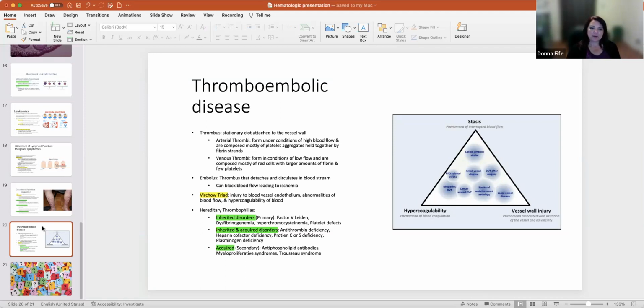There are hereditary thrombophilias, inherited disorders: primary factor V Leiden, dysfibrinogenemia, hyperhomocysteinemia, and platelet defects. Inherited and acquired disorders include antithrombin deficiency, heparin cofactor deficiency, protein C or S deficiency, and plasminogen deficiency. Now, acquired or secondary could be antiphospholipid antibodies, myeloproliferative syndromes, and Trousseau syndrome.